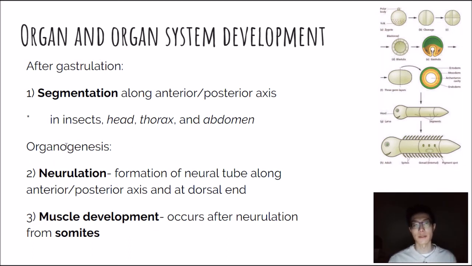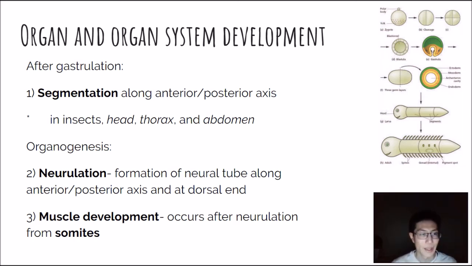Now, organogenesis is very important because we can have neurulation, which is the formation of the neural tube along the posterior and anterior axis, and that eventually develops into our nervous system. We can also have muscle development, which occurs after neurulation from these things called the somites. If you take a neuroscience course, you're going to go into a lot more detail on this, I can tell you from experience. But for now, I think this is more or less sufficient. But keep an eye on your notes and see what your professor has to offer in terms of what you need to know for the exam.